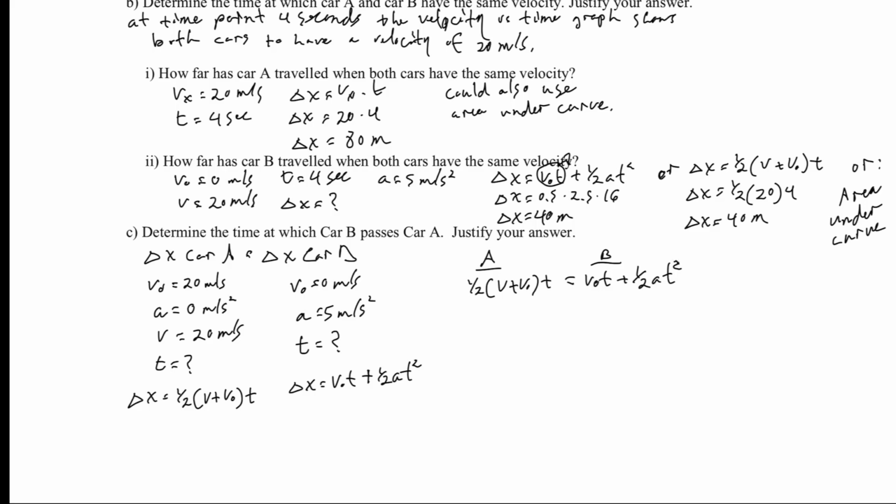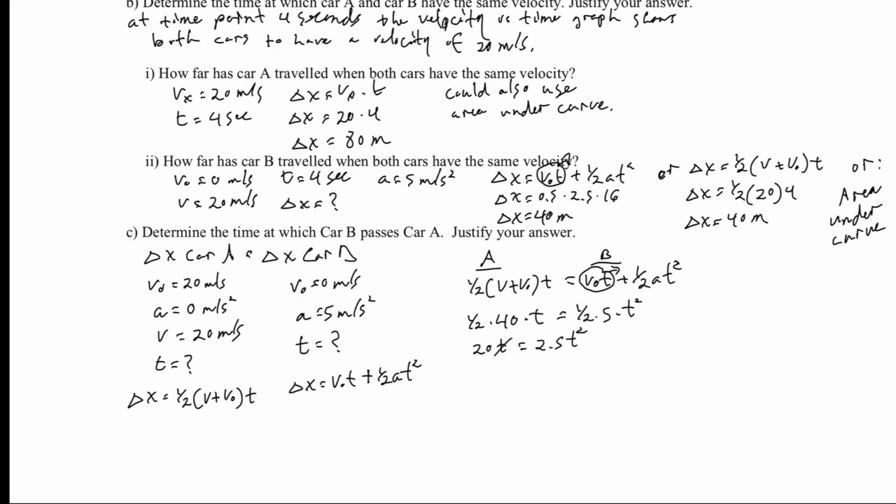We're not going to rearrange anything. We're solving for time, but we can plug in our numbers. On the left side, we'd have 1/2 times 40 times t. And on the right side, v naught t goes away, and we'd have 1/2 times 5 times t squared. On the left, you have 20t is equal to, on the right, 2.5 t squared.